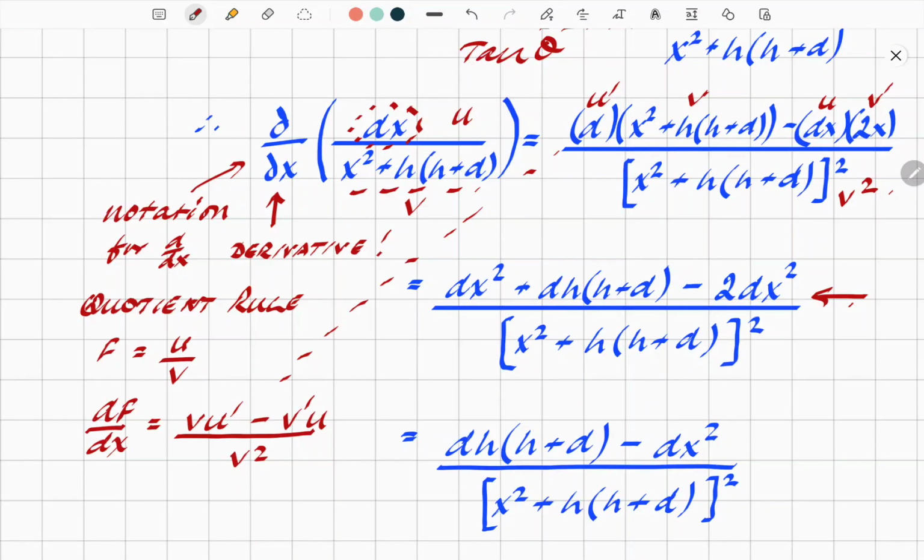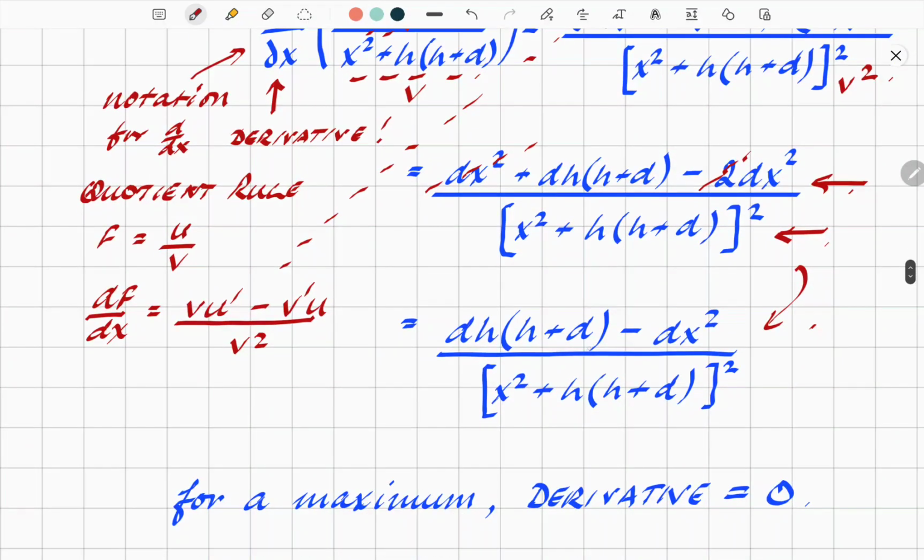Tidying that up, expanding the brackets, we get the following: dx squared plus d times (h plus d) minus 2dx squared again, and all over the original denominator. The denominator has not changed. All right, so that's the same. So remember, that is going to cancel with that, and we get dh times (h plus d) minus dx squared, and all over the original denominator, (x squared plus h times (h plus d)) in brackets, all squared.